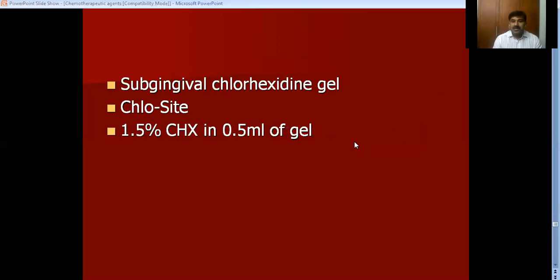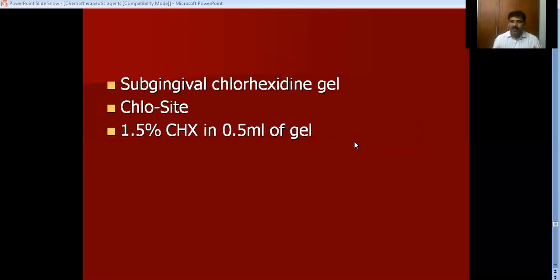Then you have subgingival chlorhexidine gel, which is commercially available by the name of Closite, and you have 1.5% of chlorhexidine when you take about 0.5 ml of gel. So Closite. So that is the subgingival chlorhexidine gel.